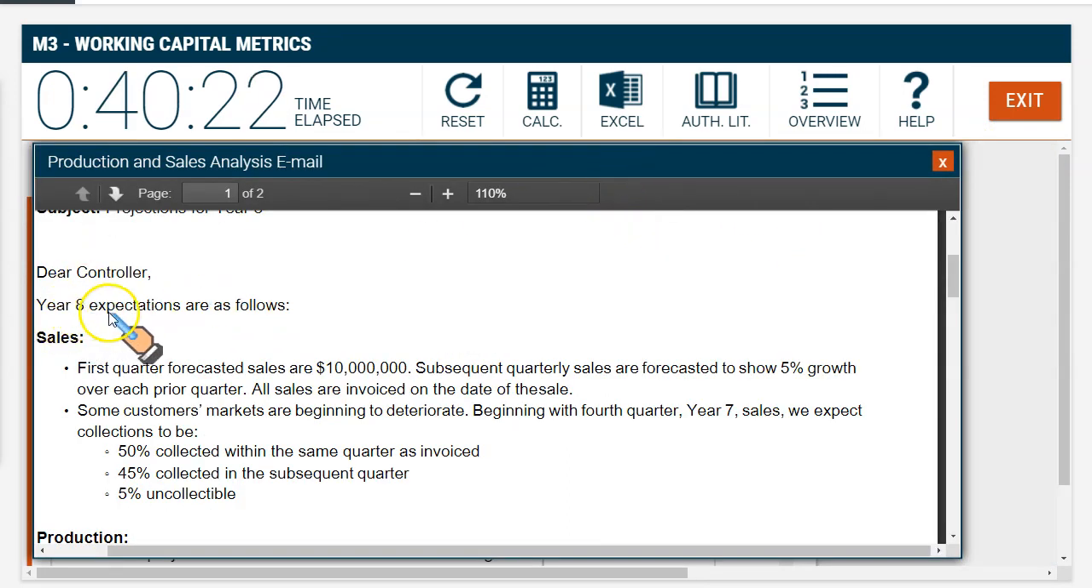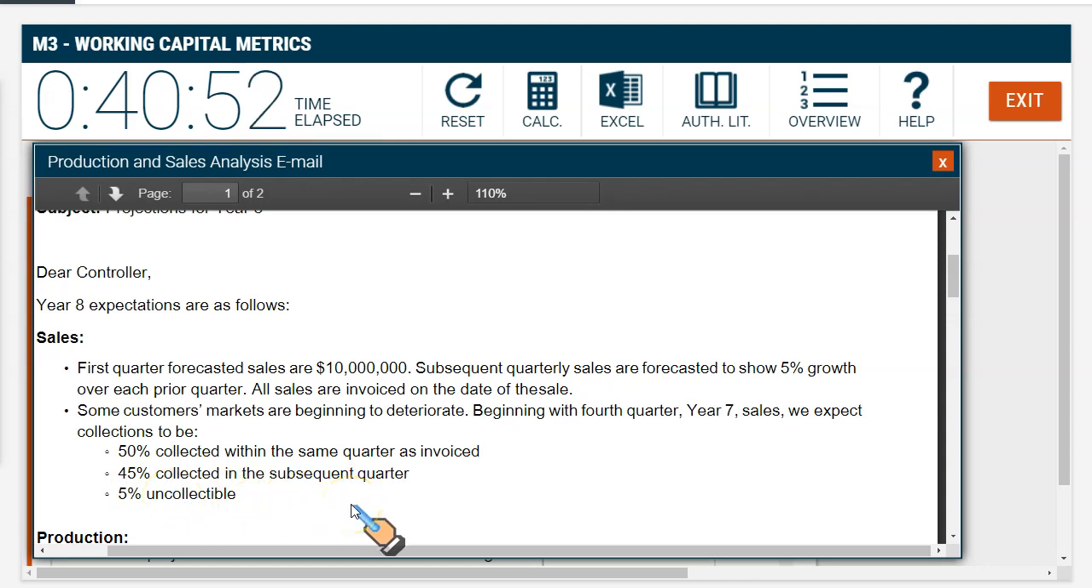Dear controller, year 8 expectations are as follows. First quarter forecasted sales are 10 million. Subsequent quarterly sales are forecasted to show 5% growth over each prior quarter. All sales are invoiced on the day of the sale. What else? The collection pattern tells us that 50% is collected within the same quarter as invoiced, 45% collected in the subsequent quarter, and 5% are uncollectible.